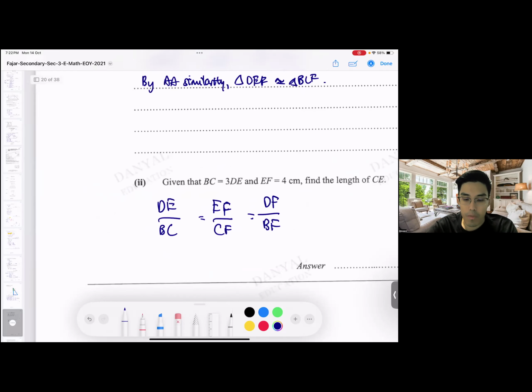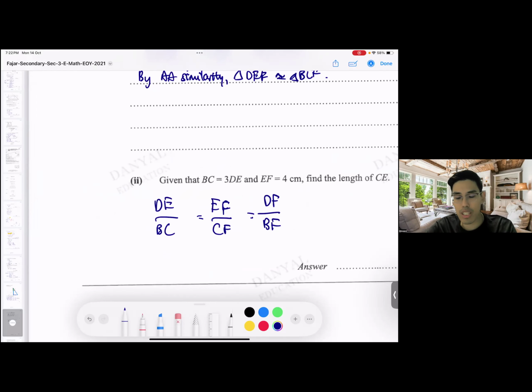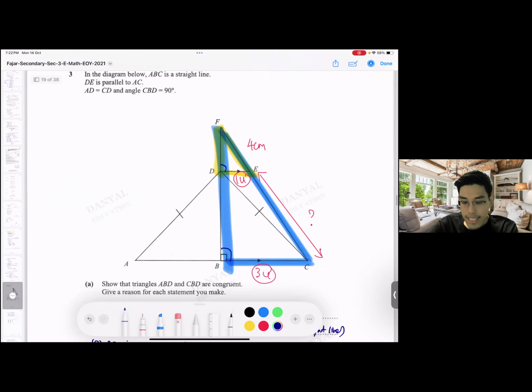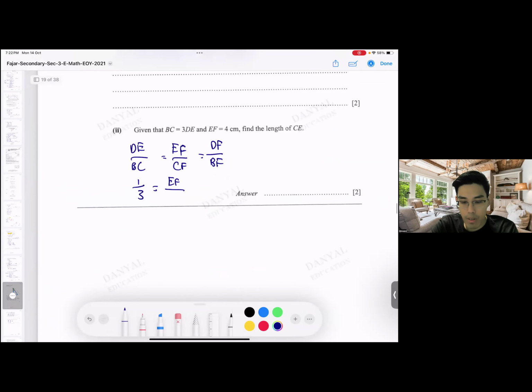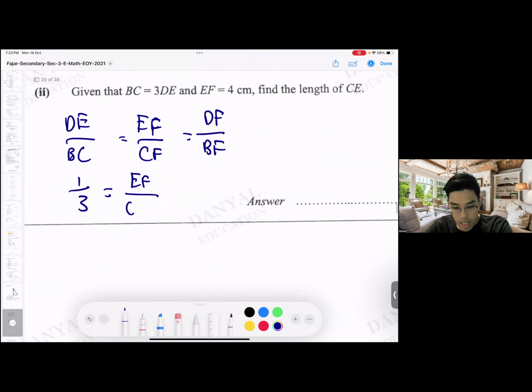Okay. So BC is 3DE. So therefore this is 1/3. Quite obvious already. And then we have EF. We want to find CF. CF is the whole thing. CF is this whole stretch. And it includes CE as well. Okay, so we can straight away break down the CF to CE plus 4.